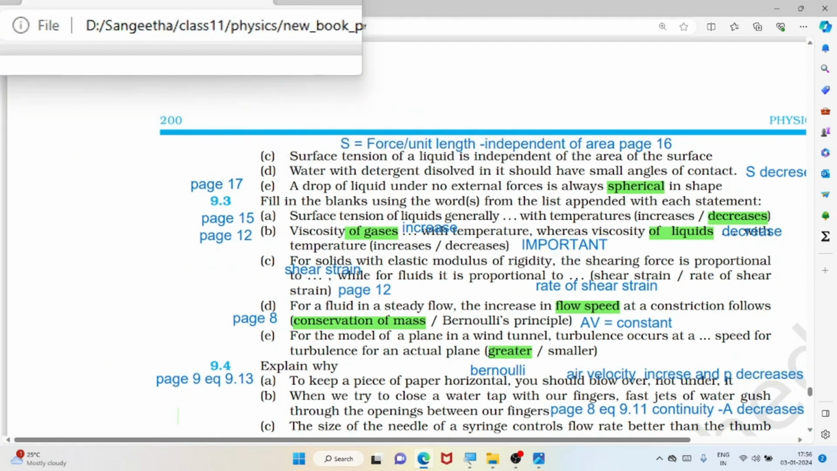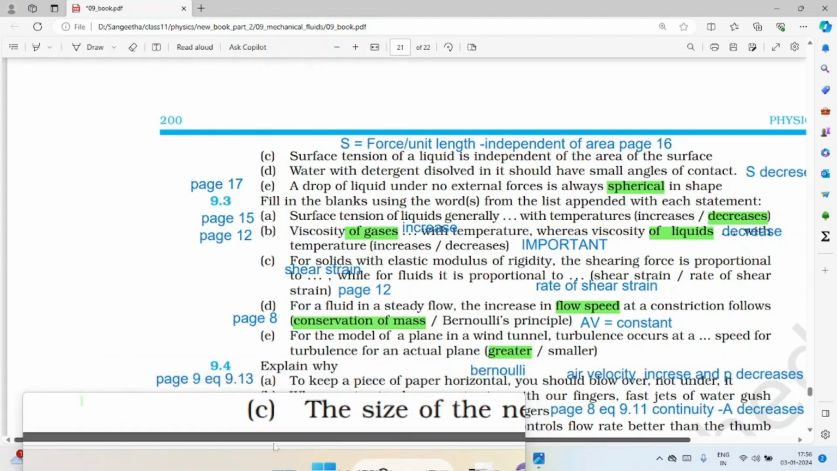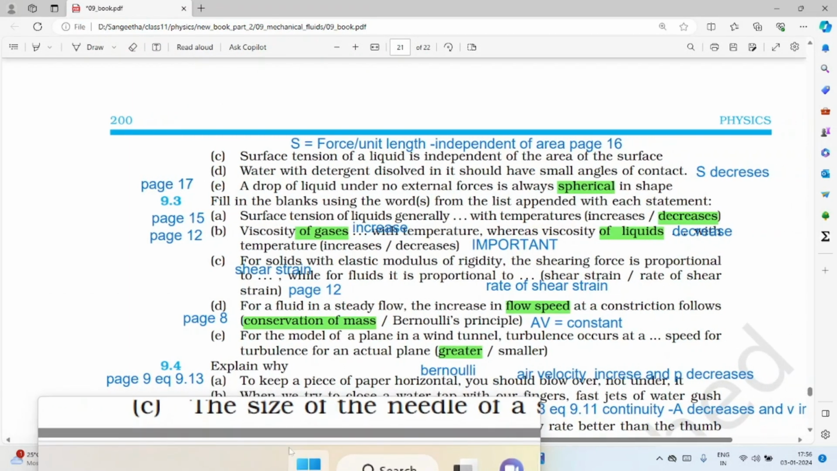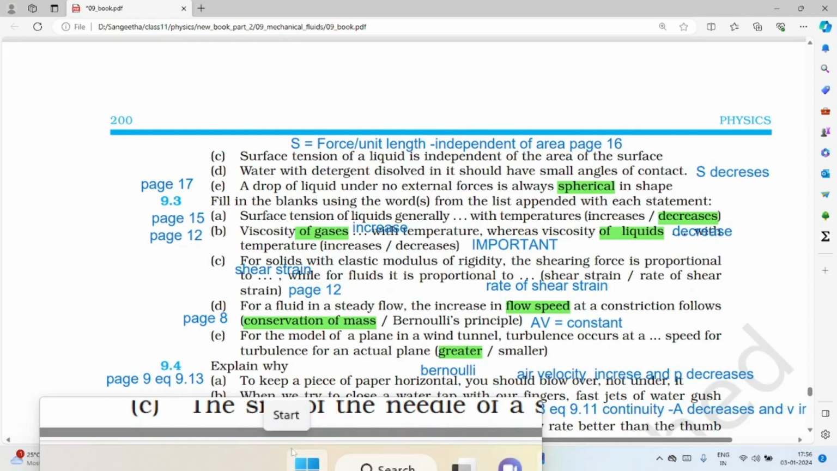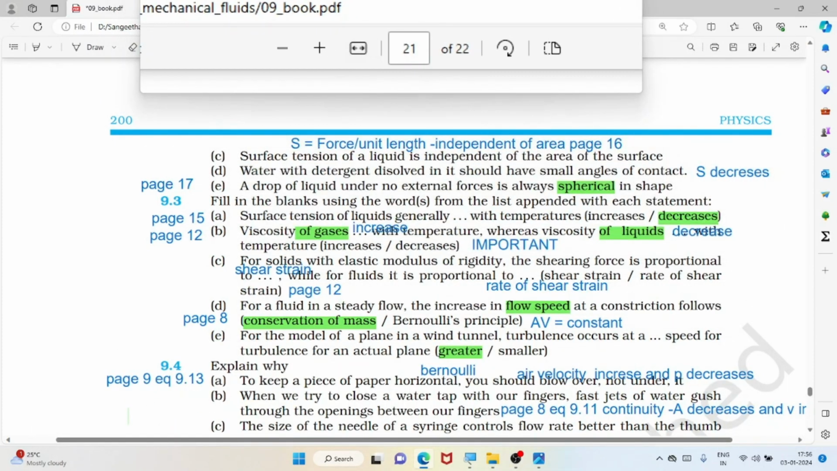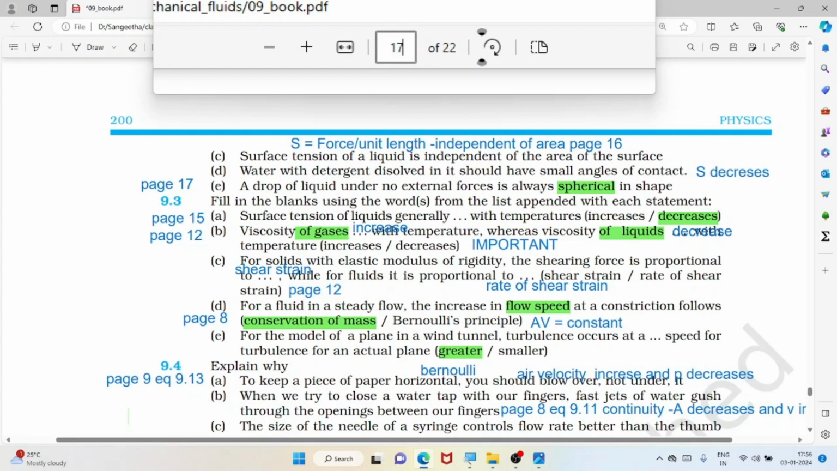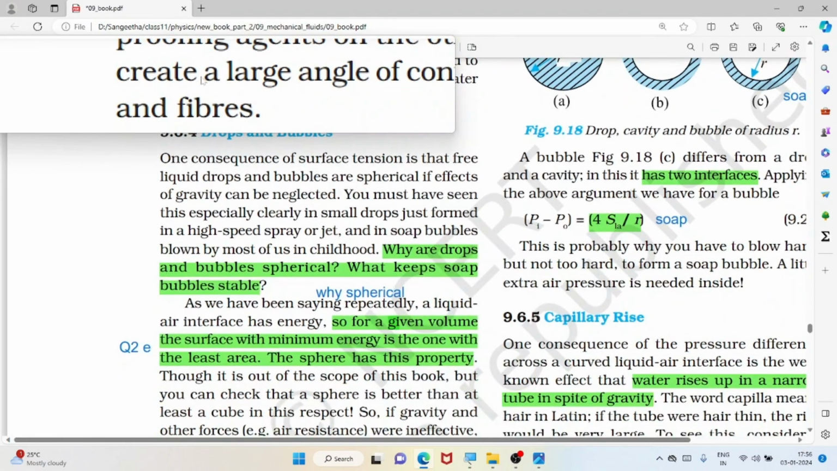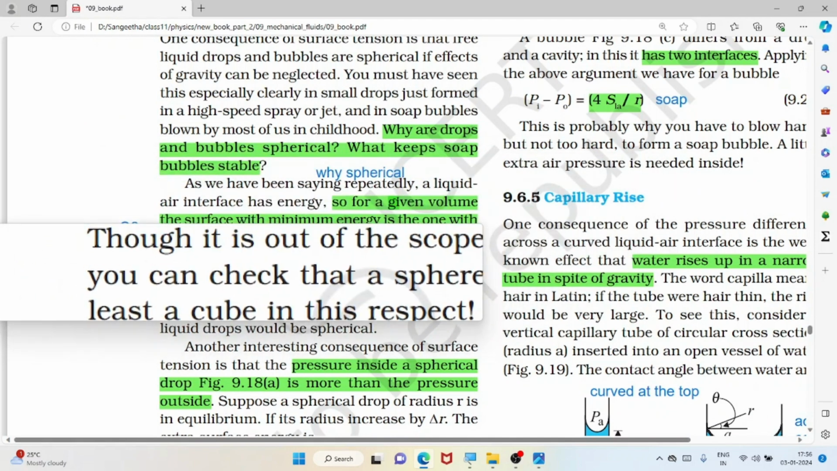Water with detergent dissolved in it should have a small angle of contact. Yes, surface tension decreases when you dissolve a detergent in water, so the angle of contact decreases. A drop of liquid under no external force is always spherical in shape. I already told you why: a sphere occupies the least area for a given volume.